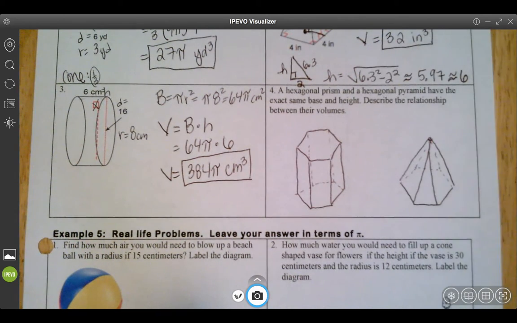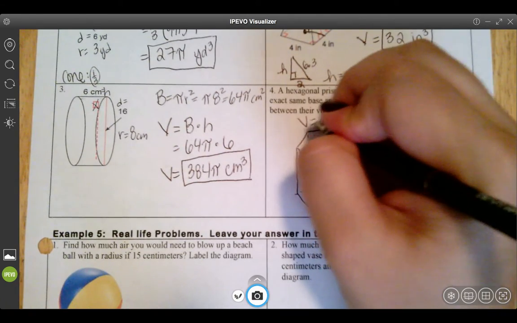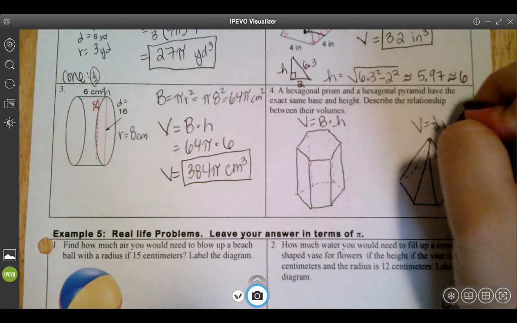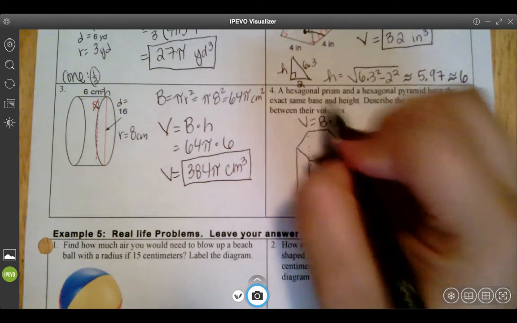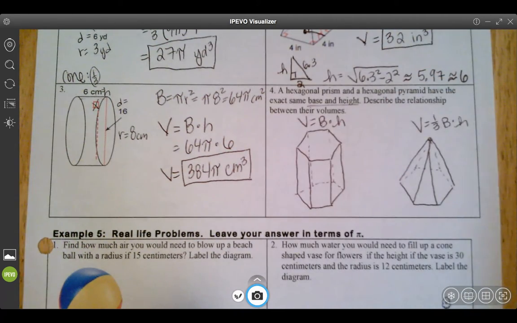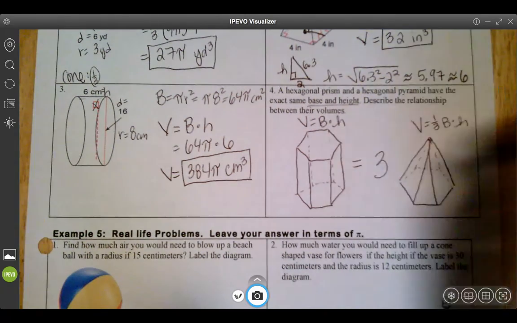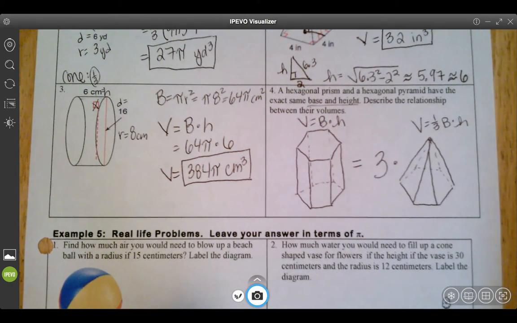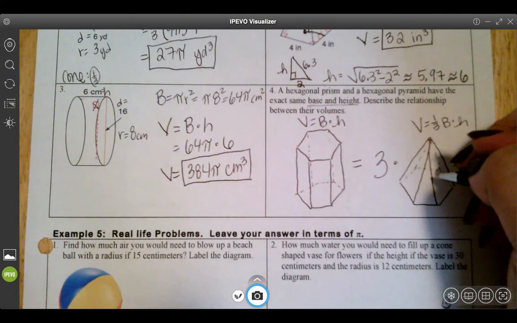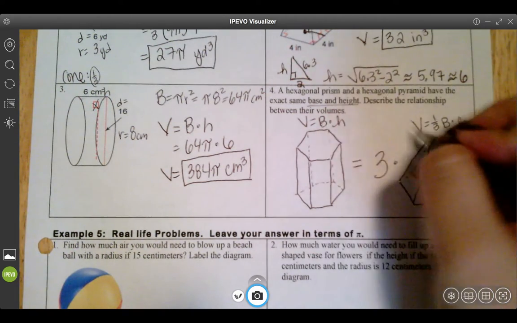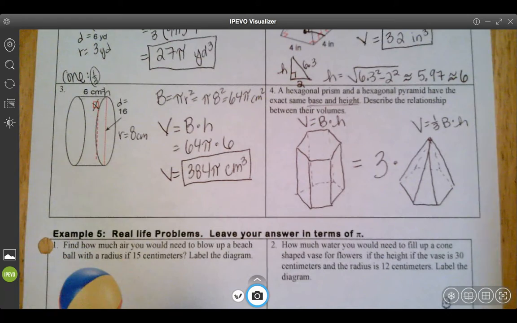Okay, so what's the relationship between these volumes? Well, this volume is going to be base times height, and this volume is going to be 1/3 base times height. So if they have the same base and height, then the prism is going to be 3 times the pyramid. Or we can say that the pyramid is 1/3 times the prism, which is really exactly what our formula tells us as well.